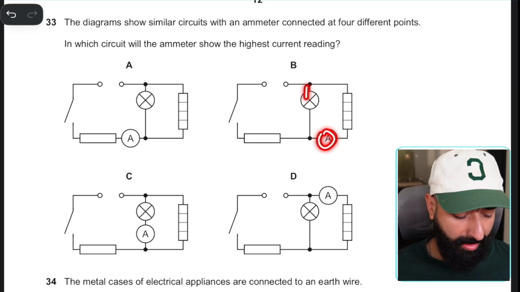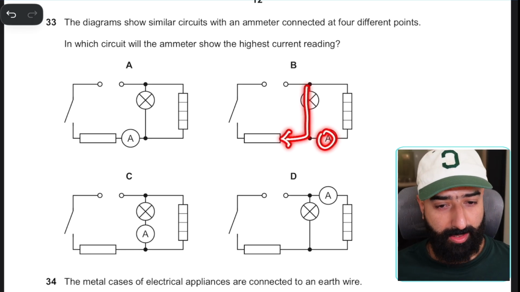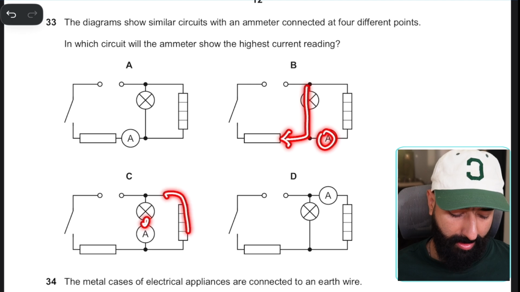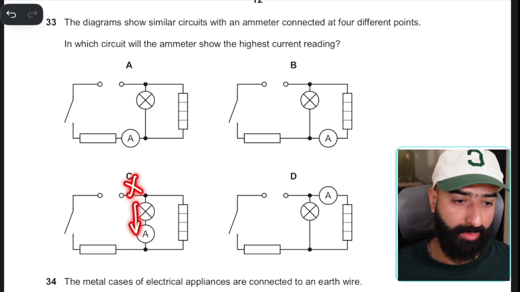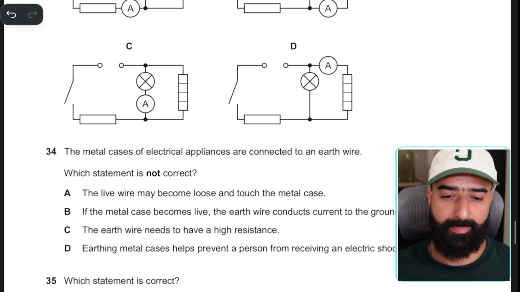In this case, some of the current bypasses the ammeter, so it's going to show a smaller reading. Same thing here. Some of the current goes through this branch, bypassing the ammeter. That's not good. Same thing can be said for this. So the answer is A.